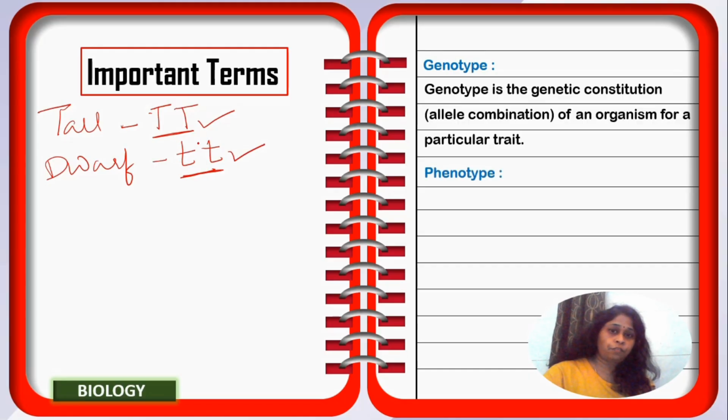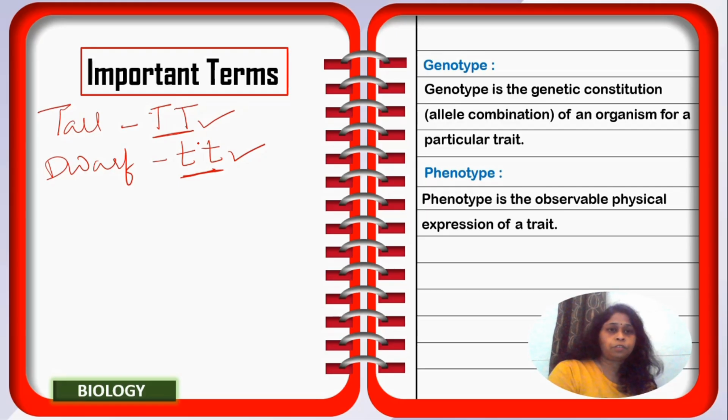Another important term is phenotype. Now what is phenotype? Phenotype is the observable physical expression of a trait, that is, what we can see externally, right? What we can see externally, that is the phenotype. And here what is the phenotype? Phenotype is the tall plant, right? When we see outside, the plant is tall, right? It is tall, it is dwarf, right?